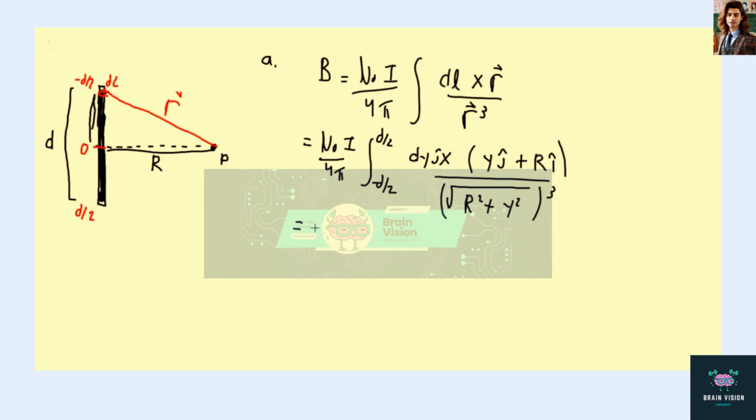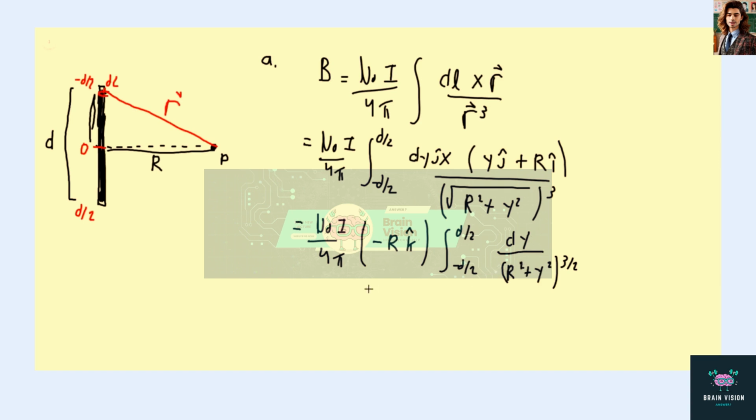So we can pull all that out right now. We'll say we have mu naught I over 4 pi, and then R, which is a constant, so we can pull that out of the integral as well. So then we have times negative R k hat. And now we have our integral from d over 2 to negative d over 2, and we'll just be left with dy in the numerator, divided by R squared plus y squared to the 3/2.